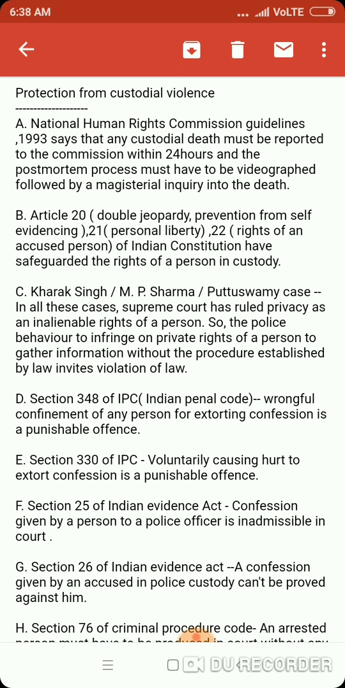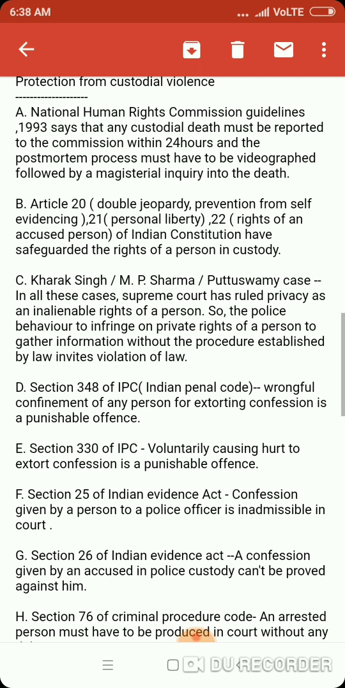If you find any confusion about how they deal with custodial violence, then please go to our website. There you will find I have written all the things here. So first thing is how Article 20, 21, and 22 of the Indian Constitution have dealt with custodial violence. Not directly dealt with custodial violence, right, but how they have protected the rights of a person under police custody.